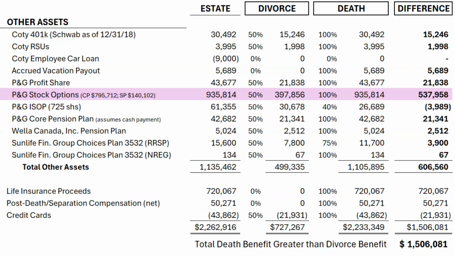One of the largest figures on that chart appears to be the P&G stock options on line 16, I believe. Is that right? That's right. And you've got a figure there of $935,000, right? That's right. And if in divorce, they would split that up about 50-50, is that right? They would split up the community property portion 50-50.